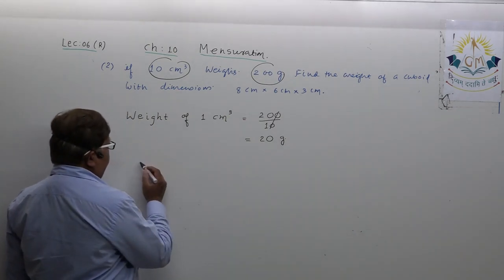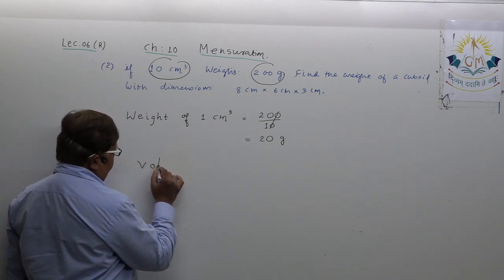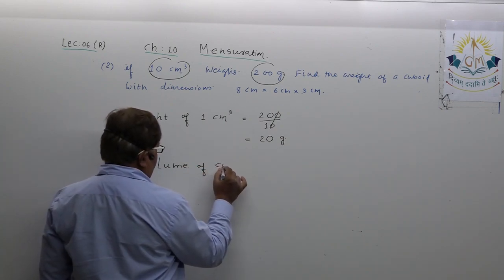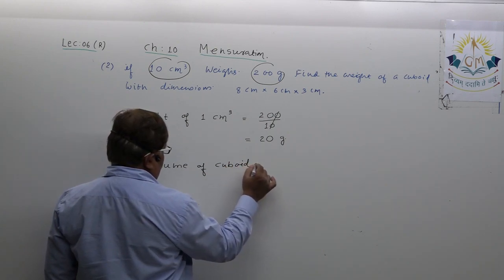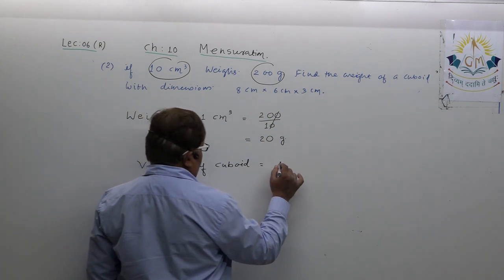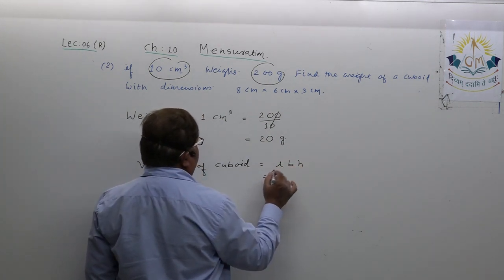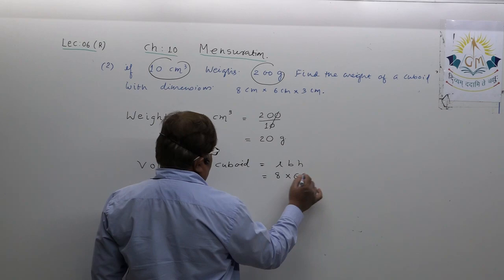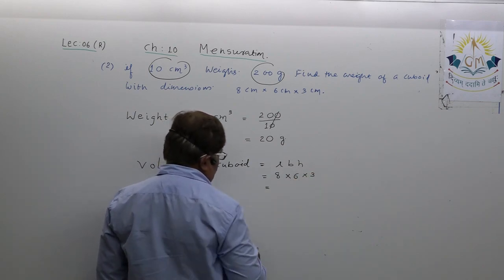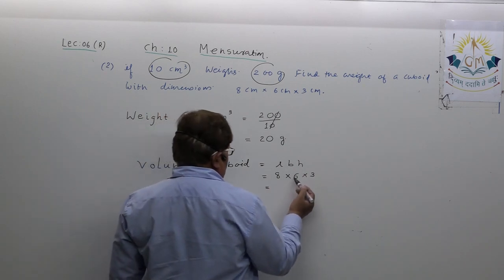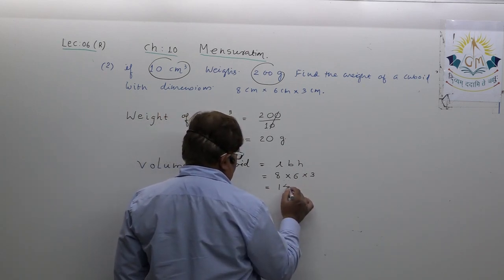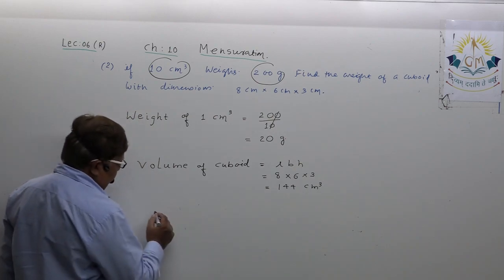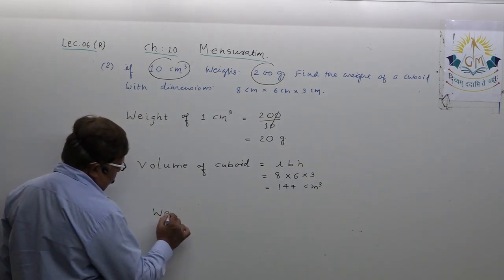Now, as usual, volume of cuboid equals to L into B into H. It has been given 8 into 6 into 3. Understood? 6 3s are 18, 8 18s are 144 cubic centimeter. And now, dear student, the final statement.